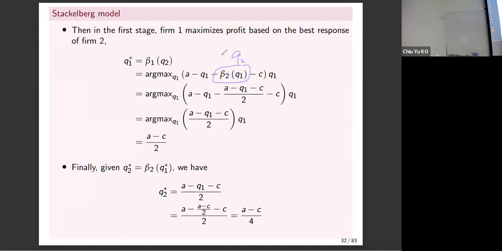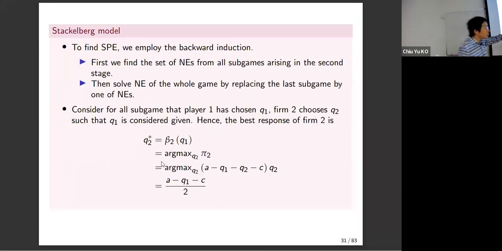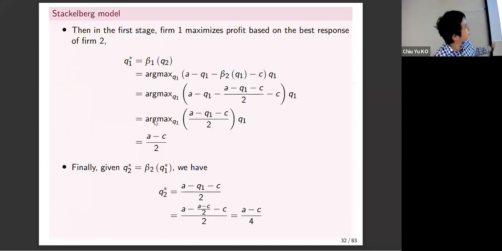Now you know player 1's best choice, best strategy. You have to plug that into player 2's strategy to find the equilibrium outcome, okay? This is not the equilibrium strategy, it is the equilibrium outcome. The equilibrium strategy is still this one, so don't make a mistake. The equilibrium strategy is firm 1 chooses this one, firm 2 chooses this function. This is the equilibrium strategy, okay? But the equilibrium outcome would be this quantity and this quantity: firm 1 will choose this, firm 2 chooses that.